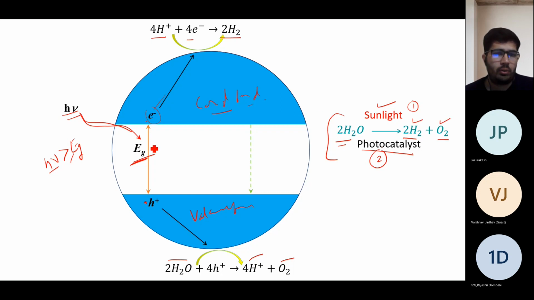As we have already seen, when holes are generated in the valence band and electrons go to the conduction band, there are chances of recombination also. These electrons can come back to the holes, so there can be a chance of recombination.